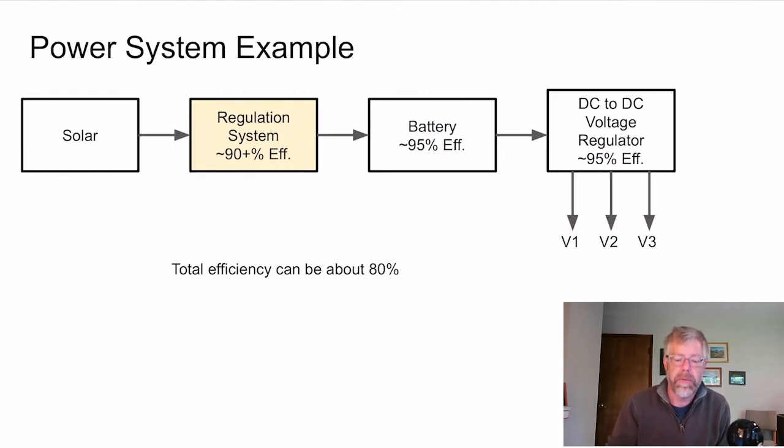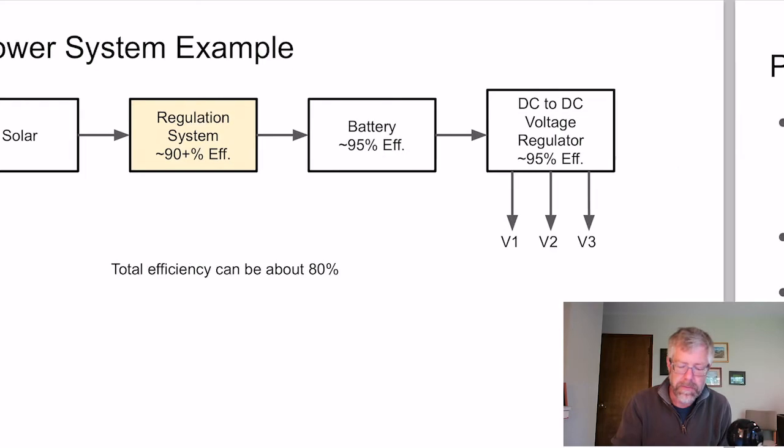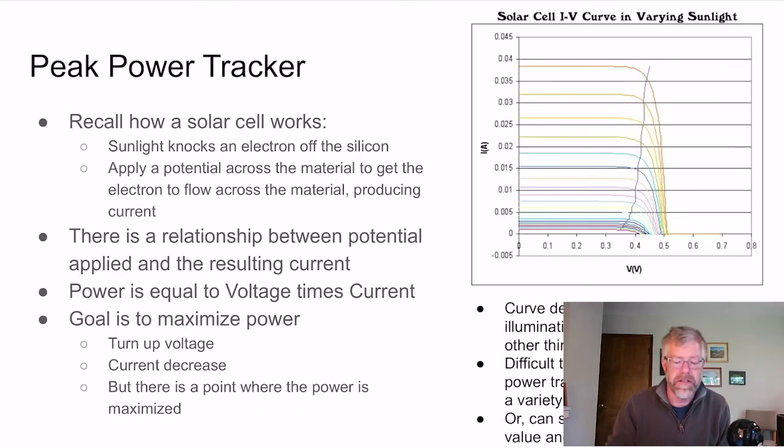Let's talk about power regulation systems. Really all I want to do here is talk about peak power trackers. A solar cell works by having sunlight knock an electron off of a silicon atom. If that electron is just knocked off and doesn't go anywhere, you need to apply some sort of potential, a voltage across it, and then you actually get a current that flows. So there's a relationship between the potential applied and the resulting current that you get.